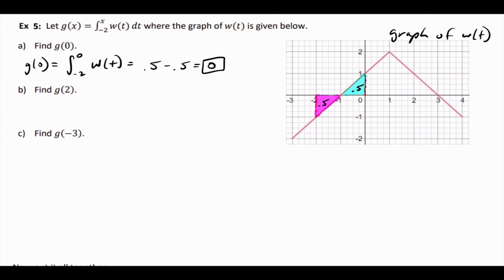Okay. So let's do the next one. G of 2. So I'm going to plug in 2 everywhere I see an x. So I see negative 2, 2, w of t. I should put a dt. So g of 2 is now area under the curve from negative 2 to positive 2. So the area that we just found plus a little more. Use a different color. I'm going to use yellow.